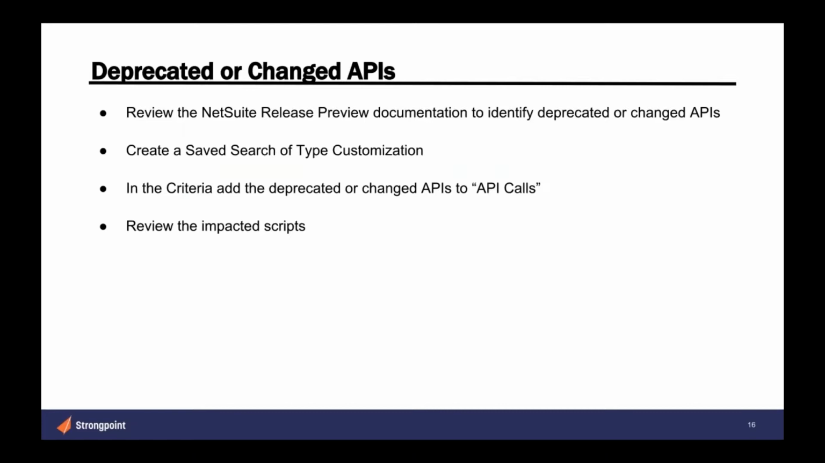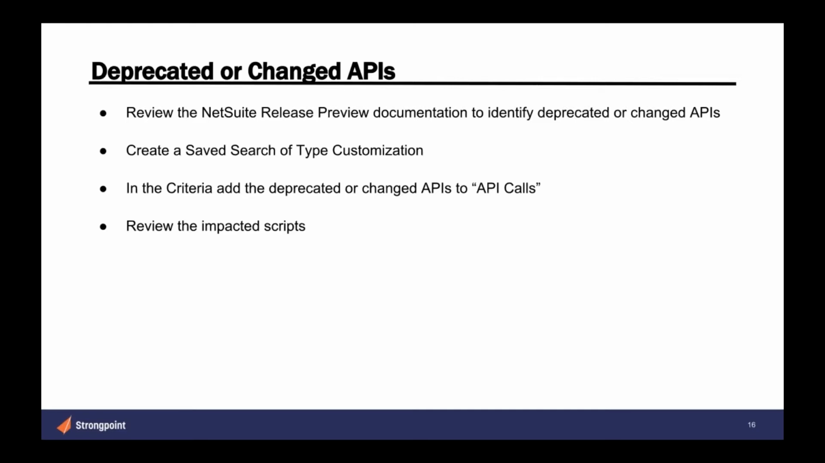Another thing that you can easily do at this point is to run a saved search that shows you all the scripts that have deprecated APIs, or all the scripts that need to be tackled because the new version is not going to support them in the same way as before. Very simple, you create a saved search of the type customization and add the criteria on the field API call. What we want to accomplish with this is to know which scripts need to be put in our change management, in our backlog, to give them some attention before the new release.